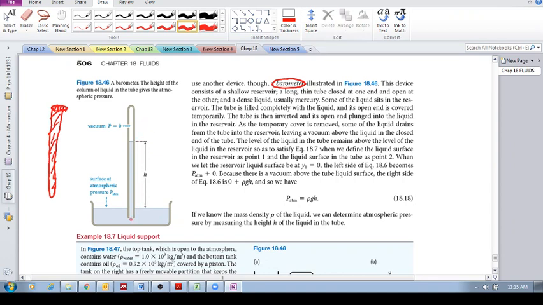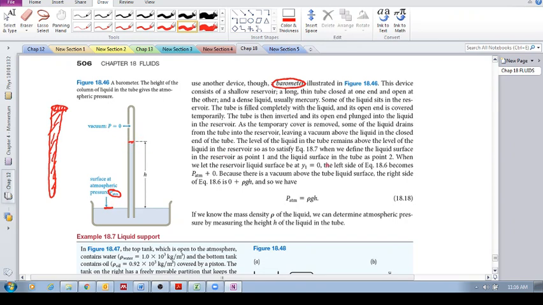And what happens is, then you open this covering and you let the mercury flow out into the reservoir until it's in balance and it's not flowing anymore. And what happens is you form a vacuum here. So all the mercury was up until there, and then you allowed it to flow out and it created a vacuum. So the pressure at this point is 0, and the pressure there on that surface is atmospheric. Does that make sense?